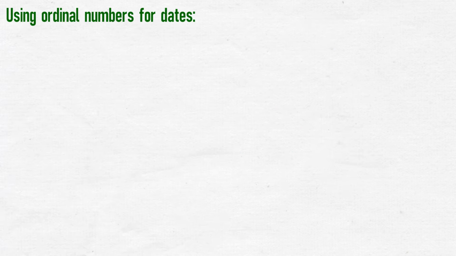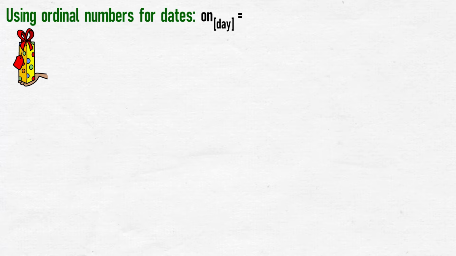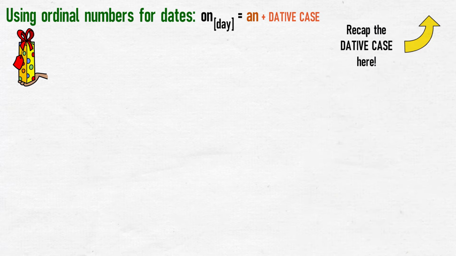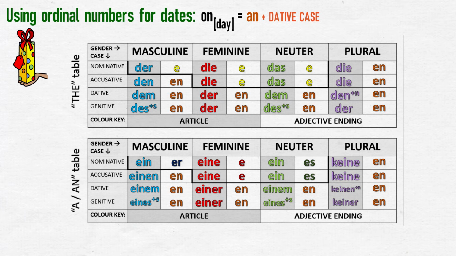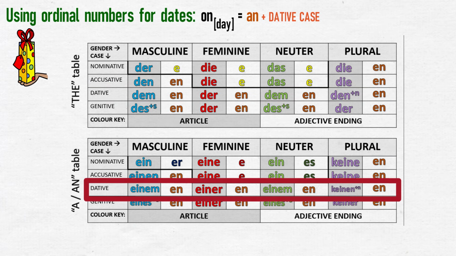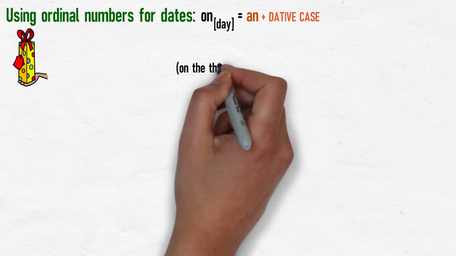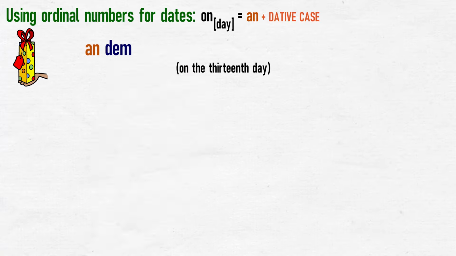The most common way of using ordinal numbers, particularly for beginners, is when talking about a day of the year. This is particularly helpful when talking about your birthday. To say on with the day of the week, we use the preposition an with the dative case. If you aren't sure what I mean by the dative case, you can learn more about that by clicking the banner now. Now that we know to use an for on, and that we're using the dative case, which is always outside the frying pan, we know that we will need to add an n ending to any dative ordinal numbers we use. We could therefore say on the 13th day by saying an dem 13.